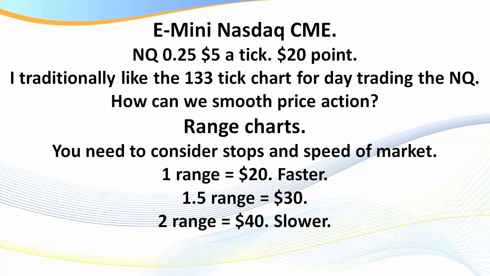So considering the NQ, how can we smooth price action? Because it can be very whippy, very rangy at times. You can have the candles or price bars be very, very different sizes. Well, one of the solutions may be for you to consider range charts. I really like range charts because they can really smooth price action.